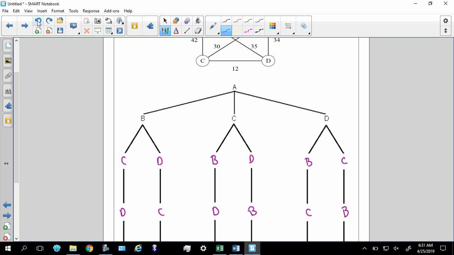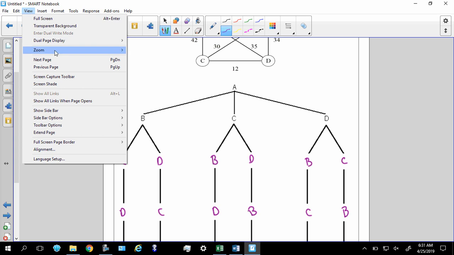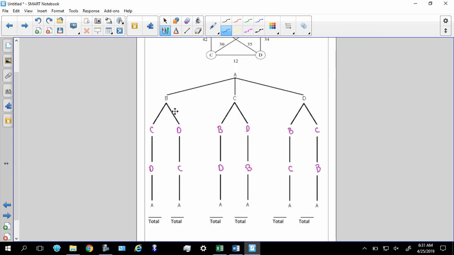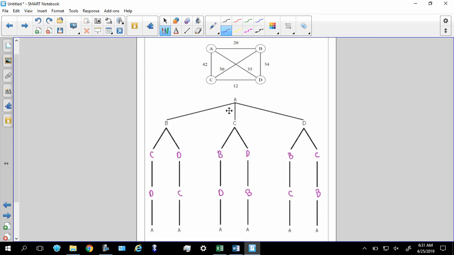Let me view. I need to see a little more here. Now we're going to take our numbers and plug them in here. The way I like to do it is to take one edge at a time, like A to B. A to B was 20, so I'm just going to fill out all my 20s. A to B is right there, A to B is right there. Next one would be A to C. A to C is right there, 42.